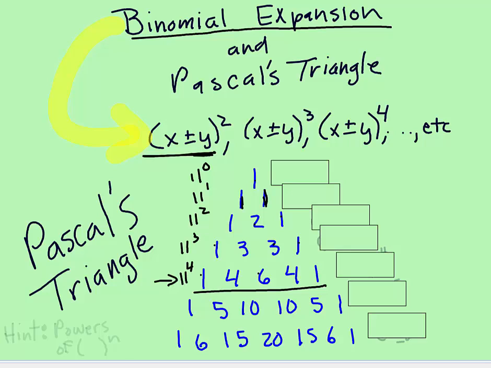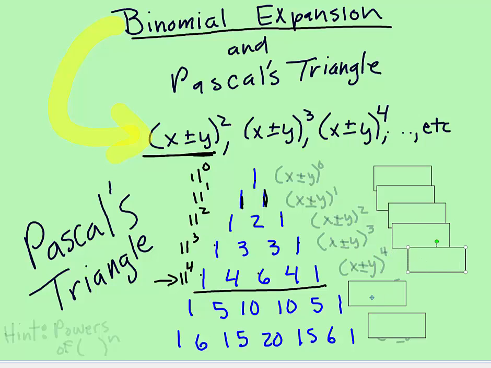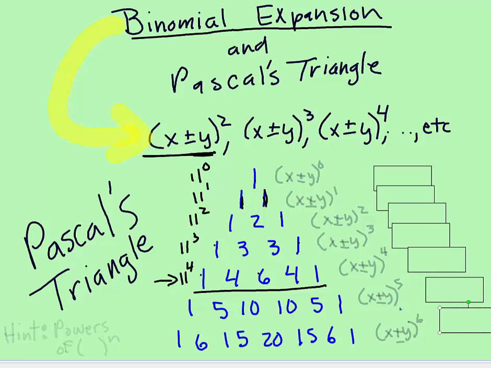But this is what I also want you to notice. Just like this is 11 to the 0 exponent, this is a binomial to the 0 exponent. The level that's 11, just like that's 11 to the first, this is just a binomial, x plus or minus y to the first. When it's 11 squared, you're going to have a binomial squared. When it's 11 cubed, a binomial cubed. 11 to the fourth, and so forth. So that's how that works in case you forget.